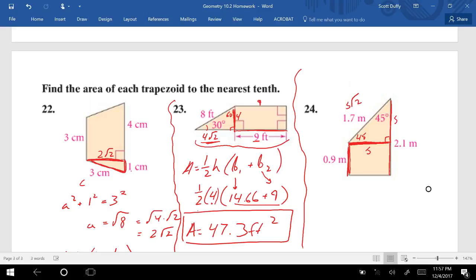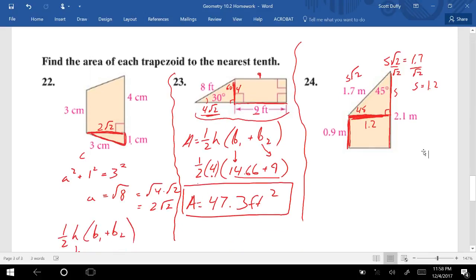Now, what I'm going to do to figure out what this short side would be is set short side times the square root of 2 equal to 1.7. Then I'm going to divide by square root of 2 on both sides. And 1.7 divided by the square root of 2 is equal to 1.2. So the short side, or my height right here, is equal to 1.2. And then I can use that as my height.